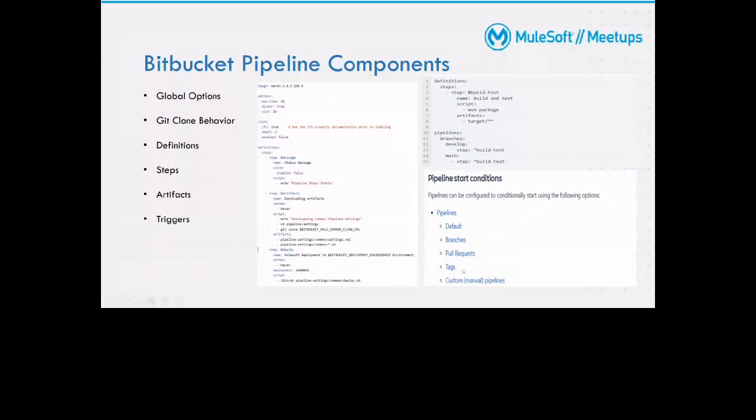So with tags also, you can run your pipelines based on the tags. And then there is a custom manual pipeline. If you do not want to run the pipeline automatically, you can use a custom or manual pipeline. Then there will be a manual intervention. You go ahead and run your pipeline manually.